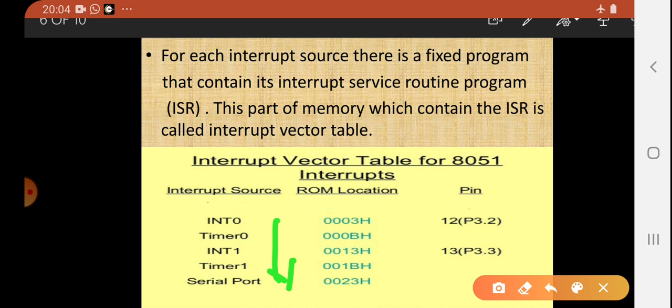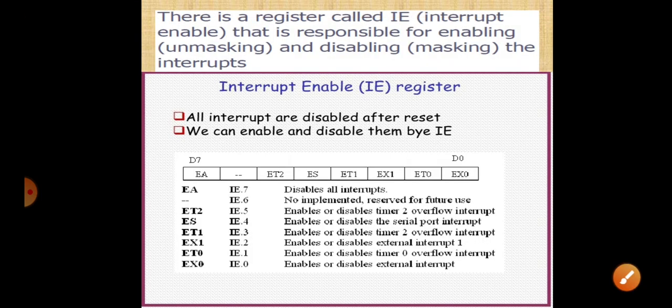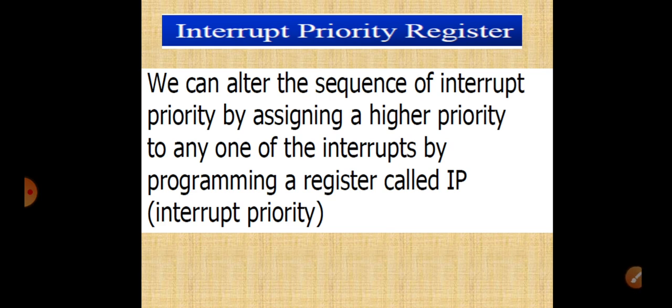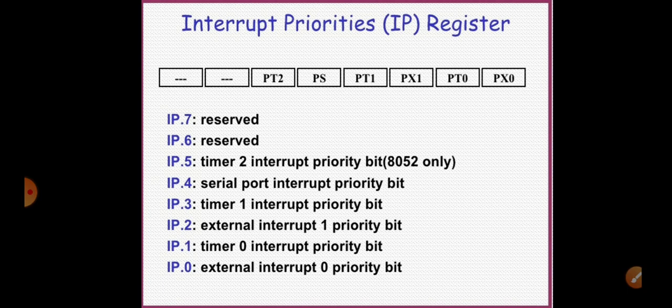External interrupt INT 0 has the highest priority. Timer 0 has lower priority than INT 0. INT 1 has lower priority than timer 0, and timer 1 is lower than INT 1. So this is the highest priority and this is the lowest priority. These priorities can be changed using the interrupt priority register. It is also an 8-bit register. We can alter the sequence of the interrupt priority by assigning the highest priority to any one of the interrupts by programming a register called the interrupt priority register.